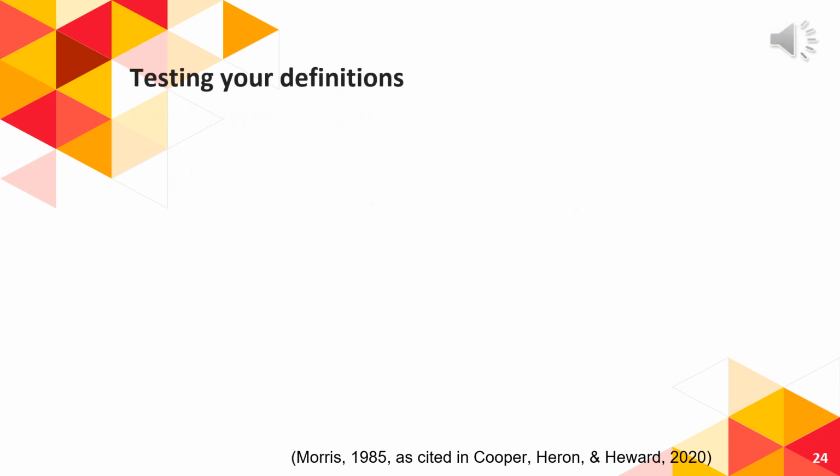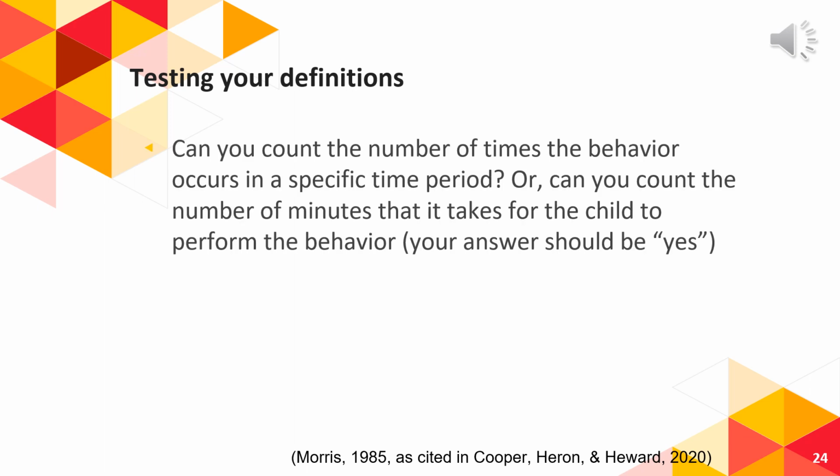Morris suggests 3 questions that you can use to test your definitions. First, can you count the number of times the behavior occurs in a specific time period? Or can you count the number of minutes that it takes for the child to perform the behavior? That is, you can tell someone that the behavior occurred X number of times or X number of minutes today. Your answer to this question should be yes.